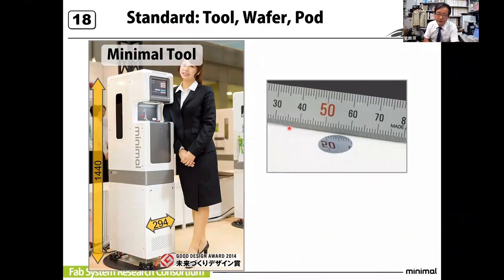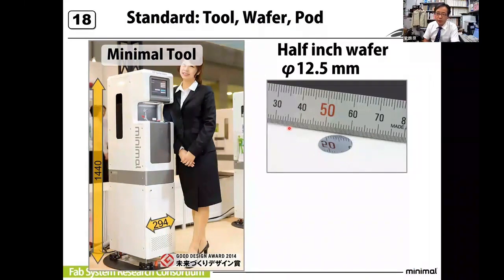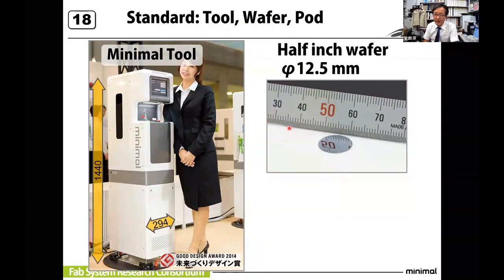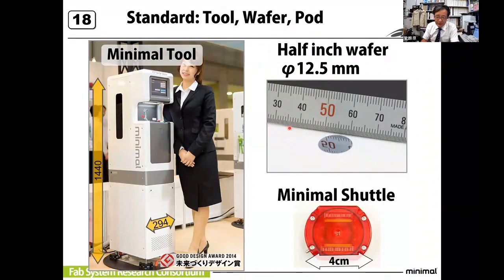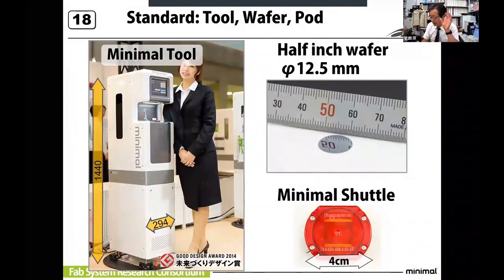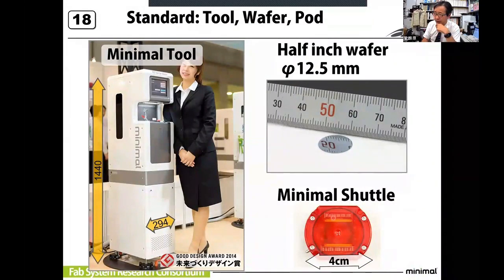And we also standardize the wafer size, not 12.7 inch, but millimeter. 12.5 millimeter is our diameter. And this is a minimal shuttle. It is standardized, of course. The reason for the red color is to protect the wafer from outside UV light.